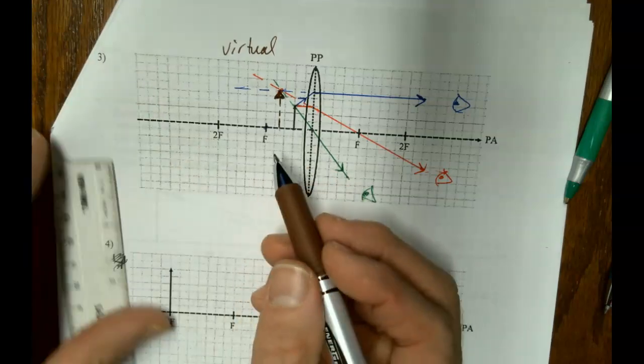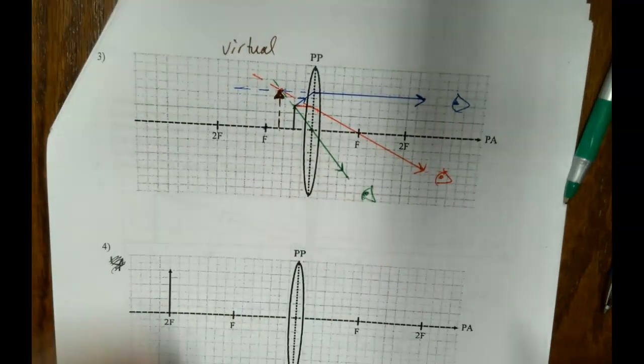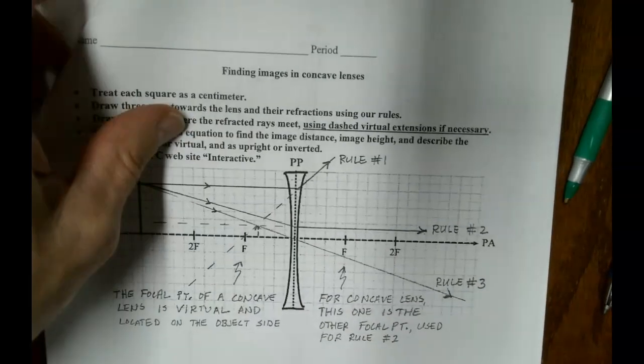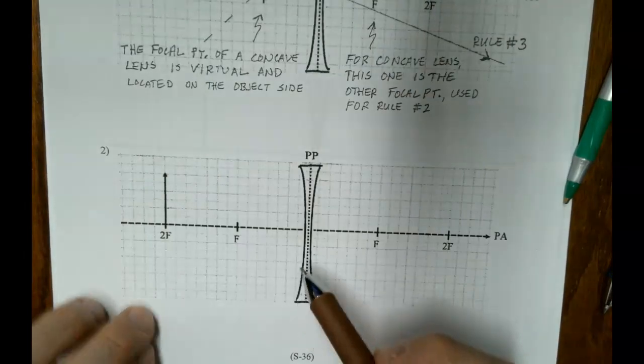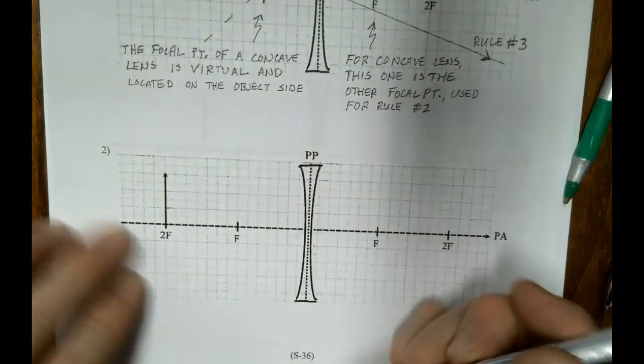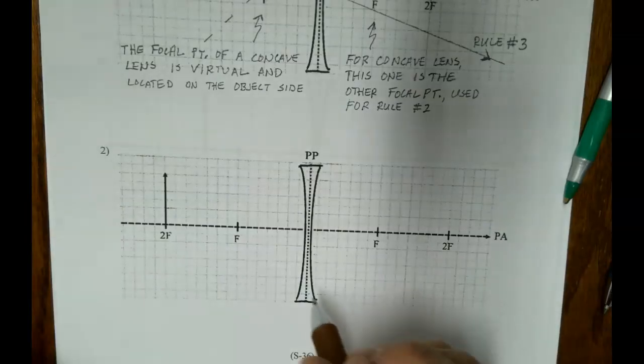Okay. So if you don't get a negative, that means you did something wrong. All right. And then the last one I want to do is one of these diverging or double concave lenses. So again, I've drawn an example here for you, but let me do one quickly live.